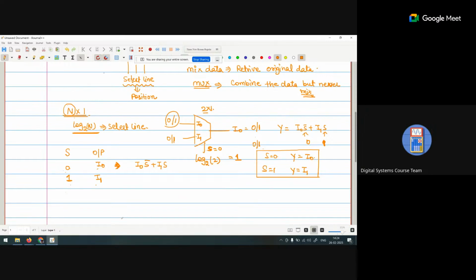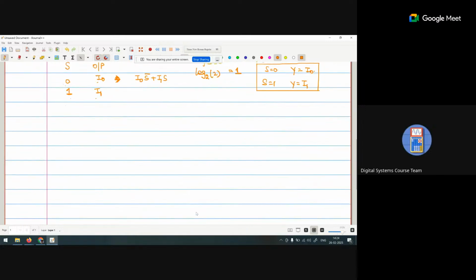Any doubts? Means that at different inputs you will get different values. Like for S equal to 0 we get I naught, and for S equal to 1 we get I1. I was confused.